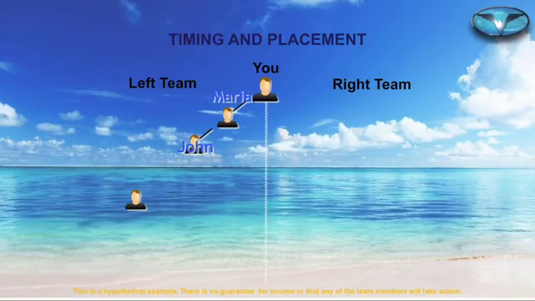Then the second person that you enroll is John. So you place John on the left of Maria, okay? And essentially you'll keep on going down. What you never ever do is place anybody on the right of Maria, or the inside leg of any of the prospects, okay? So you never do that. Always place people on the outside left or outside right.